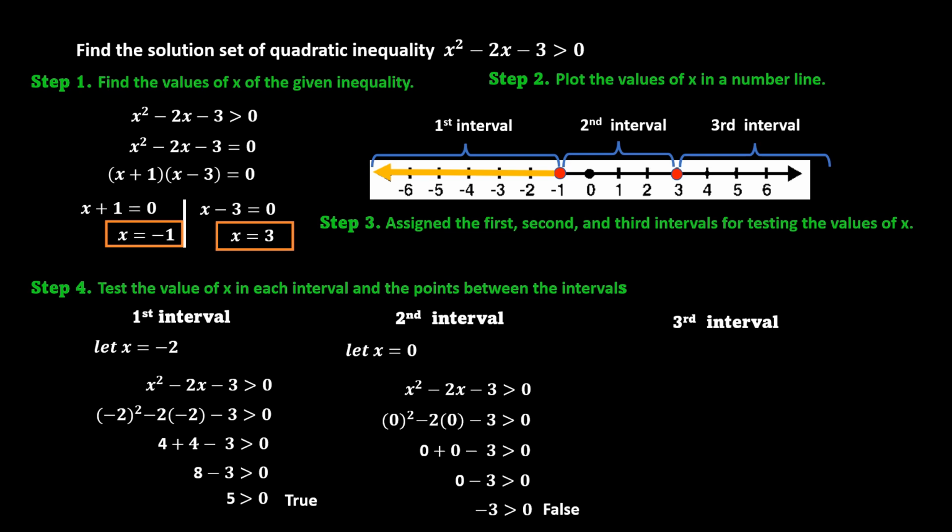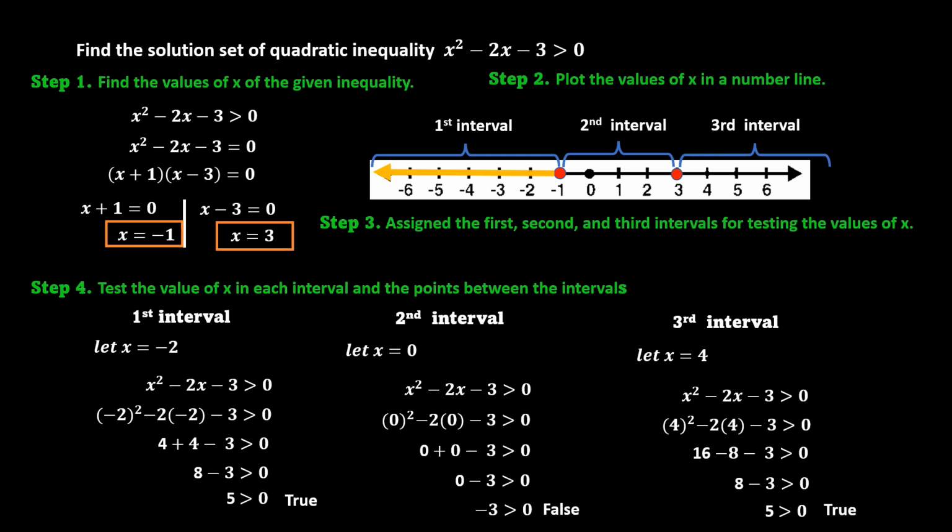Choose any number to represent the value of x. I will choose 4. Remember, in choosing the number, it should be in the range of the third interval. So, 4 is in the range of the third interval. Let x be equal to 4. We will repeat the process until we achieve the result. The result is 5. Is 5 greater than 0? The answer is true. Therefore the third interval is a solution set of the given inequality. The region of the third interval will be shaded.